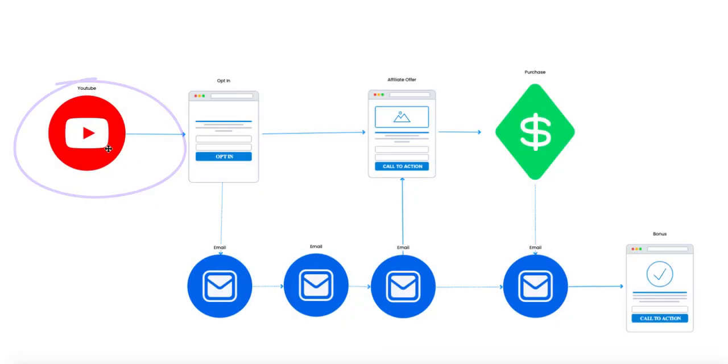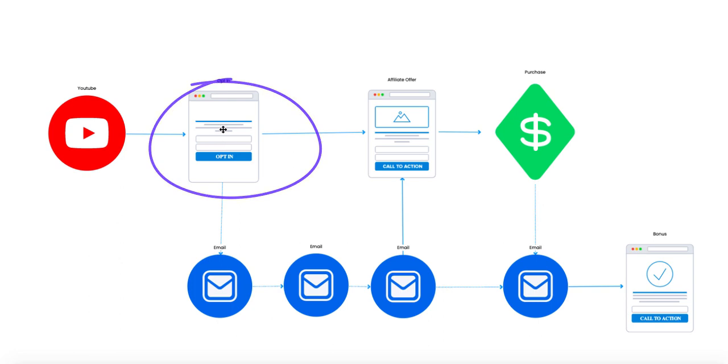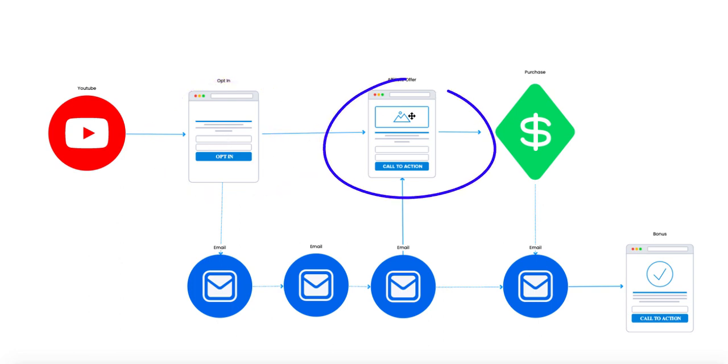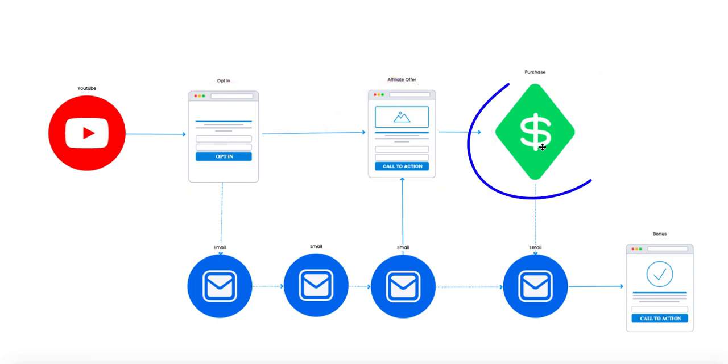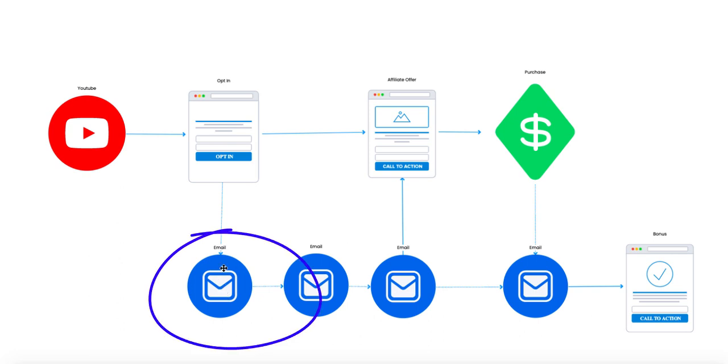So here's how this works. I would get traffic from YouTube. It comes over to my opt-in page. They opt in, then they go over to the affiliate offer and they potentially purchase. If they don't go and potentially purchase, I now have some details. I can start following up with them on email.